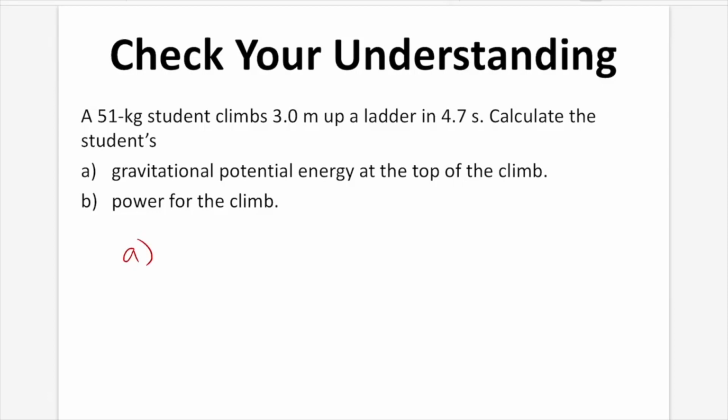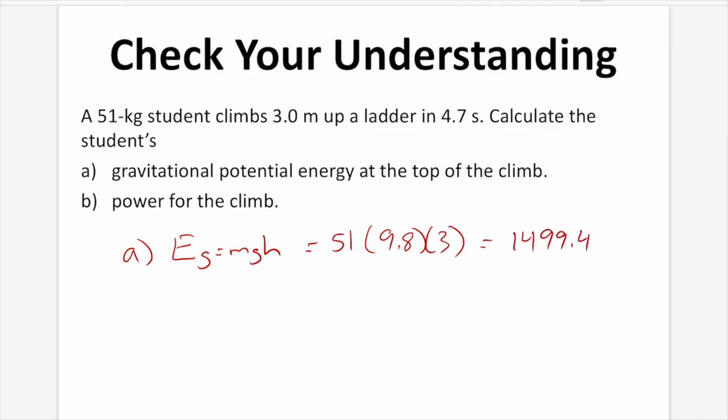So for A, we need to find the gravitational potential energy. So Eg equals mgh. We know the mass is 51 kilograms, g is 9.8, and the h is 3 meters. So that equals 1499.4 joules. We need 2 sig digs in our answer, so our answer becomes 1.5 times 10 to the 3 joules. B, what is the power for the climb?